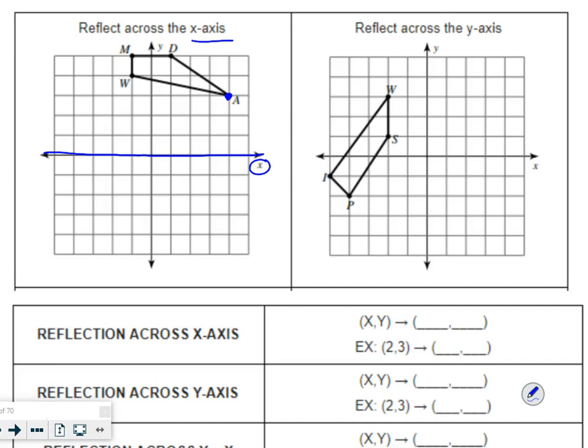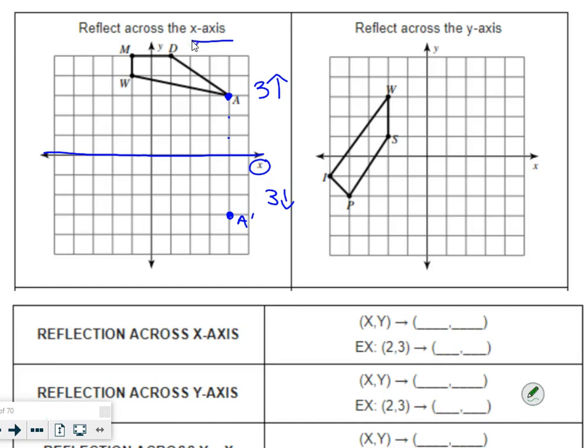To find A prime, we just have to count the number of spaces it is from the x-axis. So here's the x-axis. We count up 1, 2, 3. So point A is 3 up. So A prime is going to be 3 down. So we go to the x-axis and we go 1, 2, 3. And there's A prime. Do the same thing for the other coordinate points.